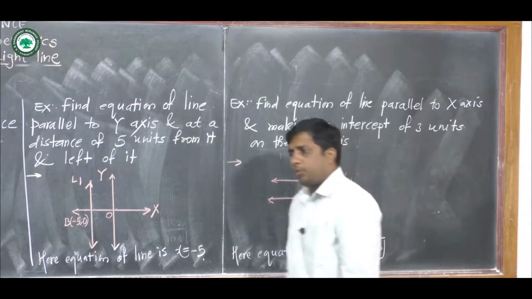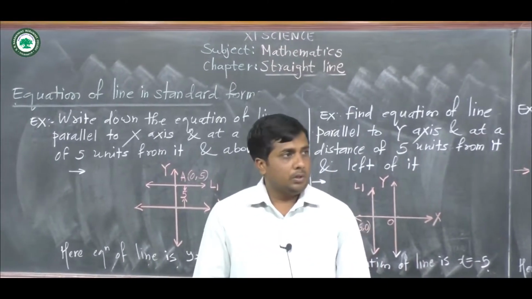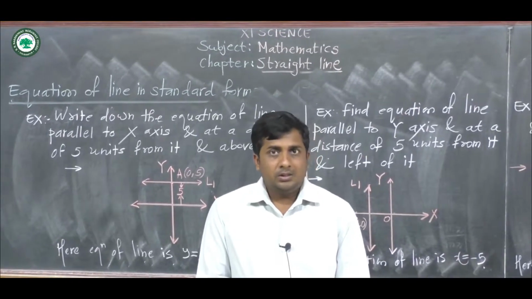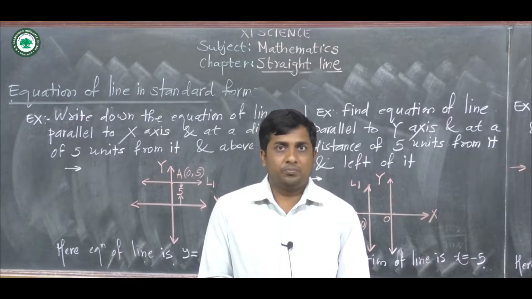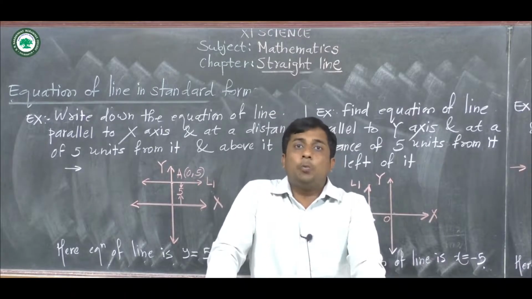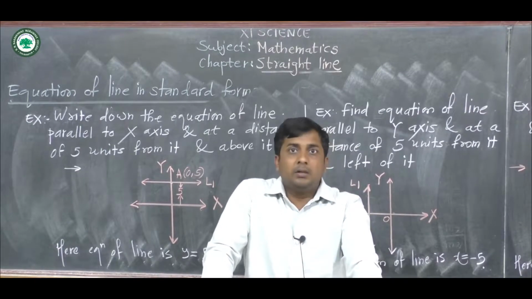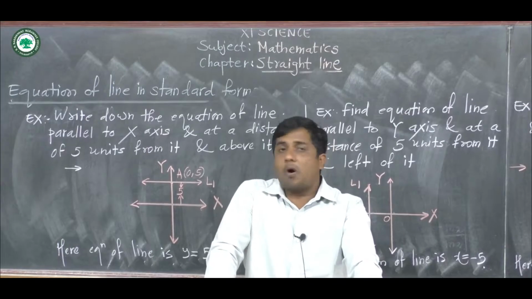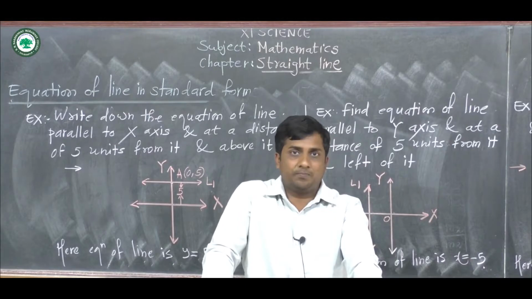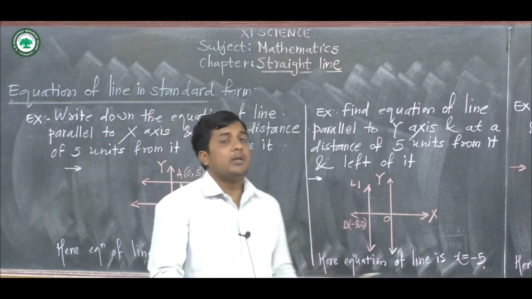So in today's lecture we went through the following concepts. Firstly, we found the angle between two intersecting lines. Then we saw the equation of a line which is on a coordinate axis. Then we found the equation of a line which is parallel to the coordinate axis. And we saw some important examples related to this part.